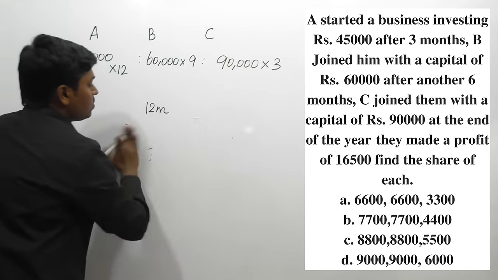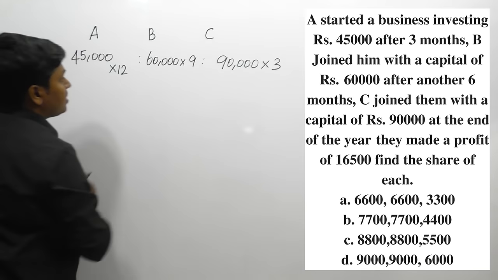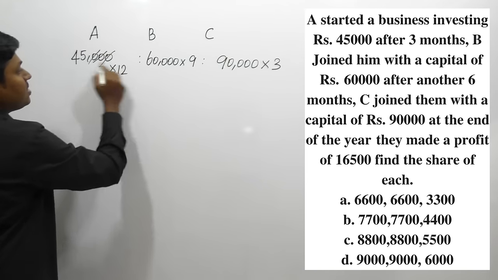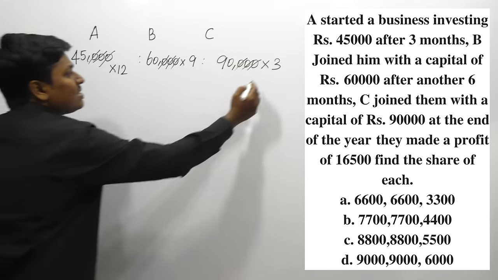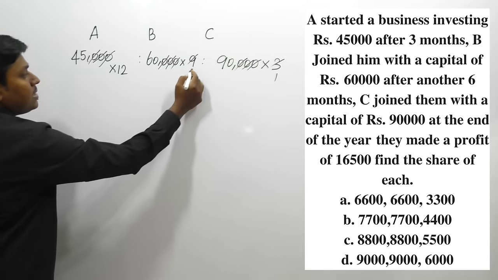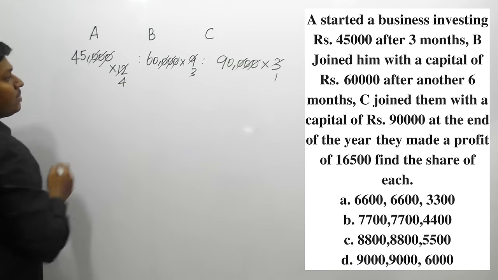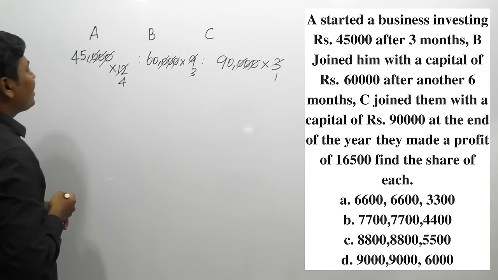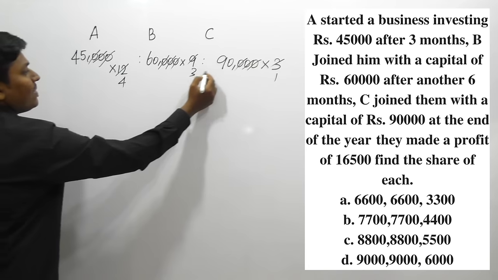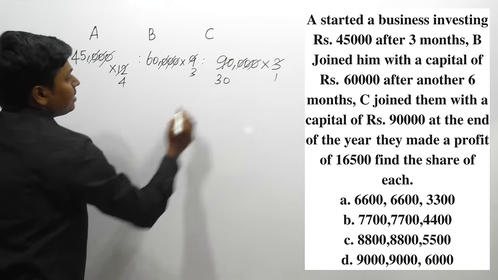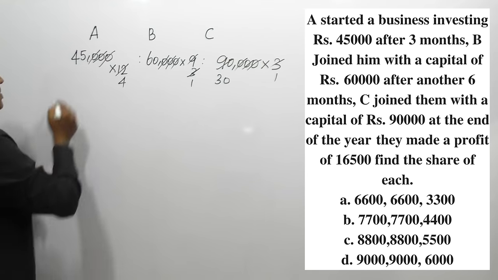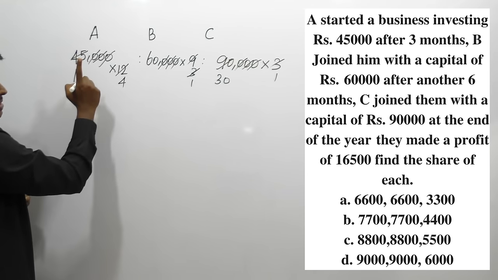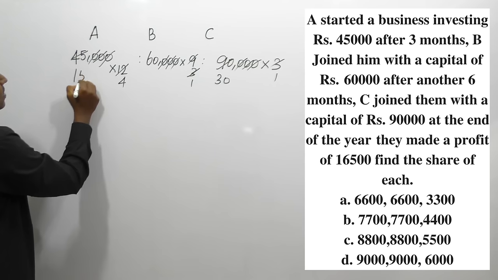So now we need to find the ratio of their shares, right? So we can cancel the zeros. Similarly we can cancel 3 zeros, and I think we can cancel this on the 3 table. 1 3 is 3, 3 3s are 9, so 4 3s are 12. So friends, next we can cancel this on the 3 table, right? So when we cancel this on the 3 table, this will be 30. When we cancel this on the 3 table, this will be 1. When we cancel this on the 3 table, 1 3 is 3, remaining will be 1, that is 15. So 5 3s are 15.